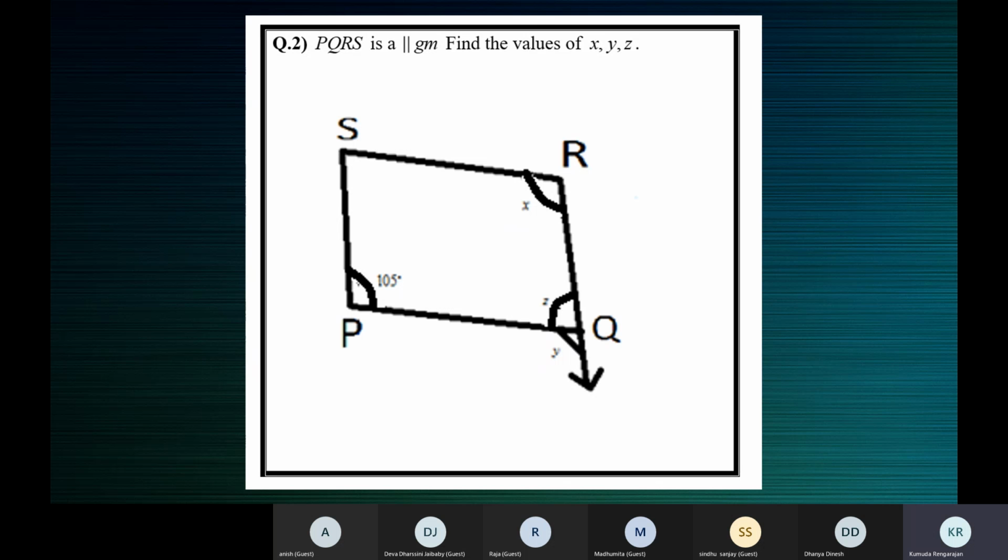Now what about Z, children? Ma'am, Z is 180 minus 105, ma'am. Yeah. What is the property there? Very good, Madhumita, you're right. 75 degrees. Yes, but what is the reason? Ma'am, it is a linear pair, ma'am. Linear pair. Y and Z form a linear pair of angles because they lie on a straight line.